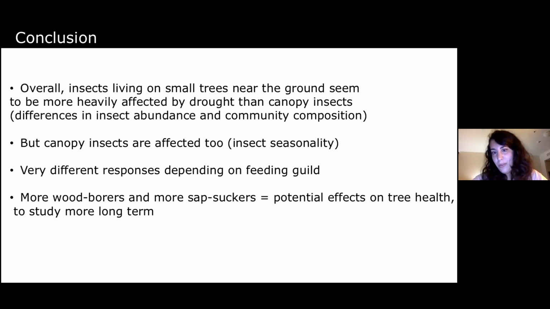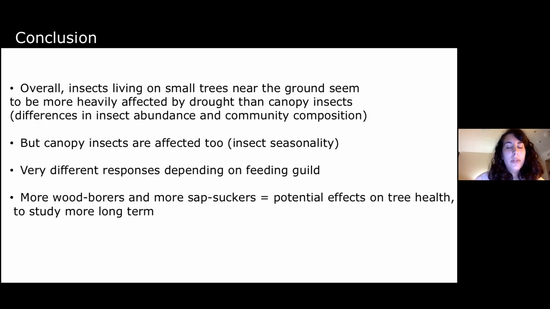And then another reason why it's important to look at different feeding guilds is that you have some insects like wood borers and sapsuckers that can really have a lot of effects on tree health. And that's something that I would be really curious to look a bit more at long term. And actually, I'm going to look at it a bit more during my postdoc now, because all the results I presented during this talk were from data I collected from 1 year after the start of the experiment until three years after the start of the experiment. So it was relatively short term compared to the long-term effect that you can have of drought on trees.